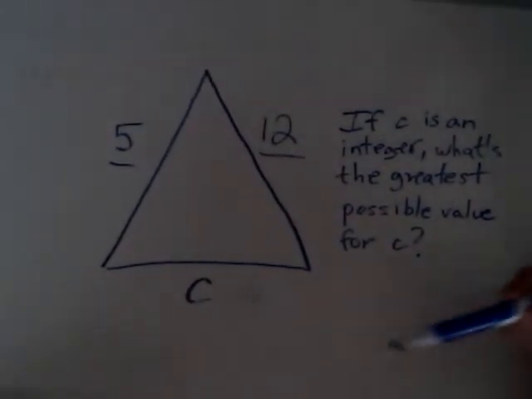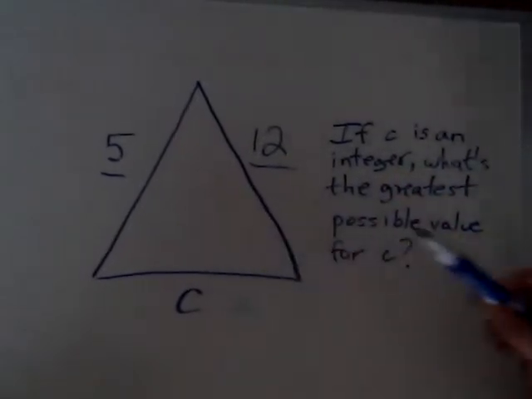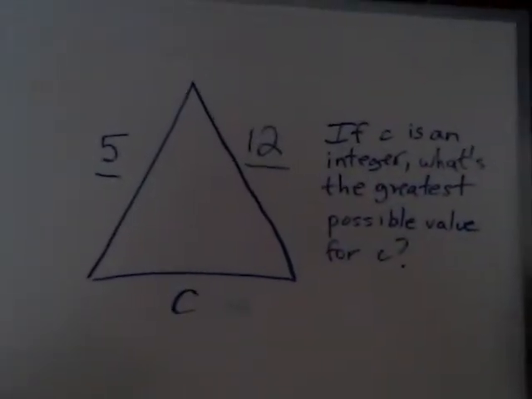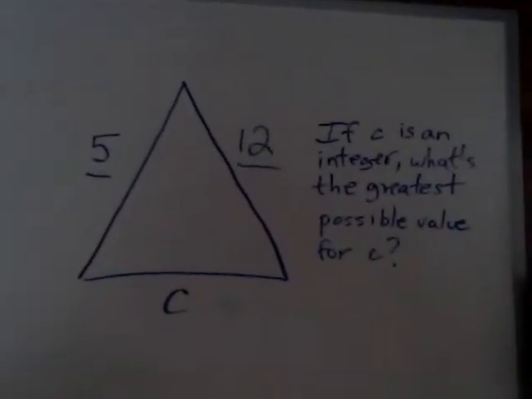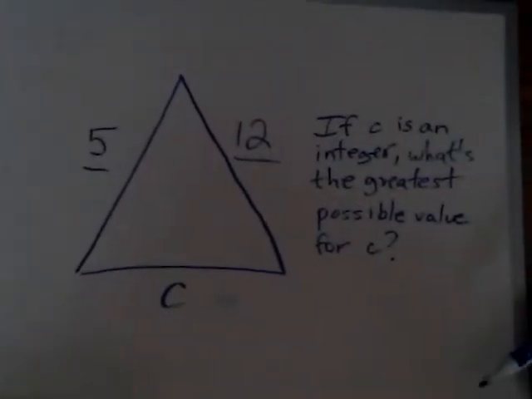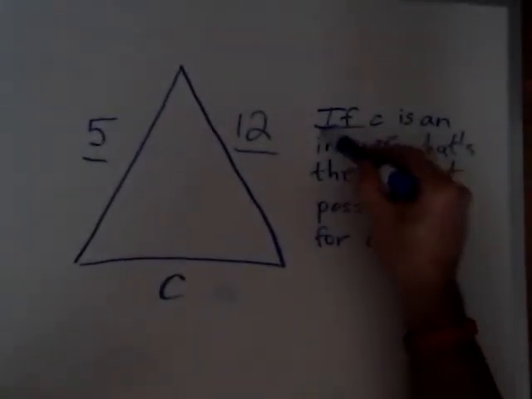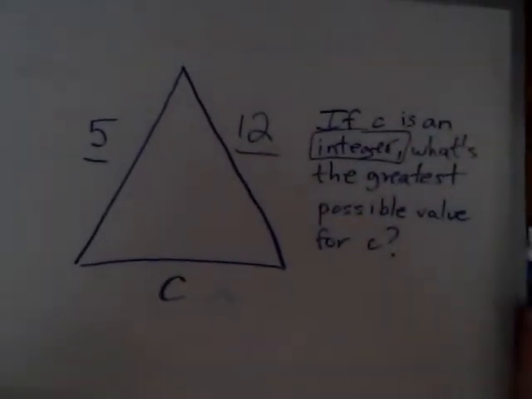Okay, so here we go. We have a 5, a 12, and a C. We somehow have to figure out what the C could possibly be, the biggest it could be. So, as always, goes without saying, we want to read the question, try to take out what we can from the question. I think the first thing that pops up is this word here, the word integer.